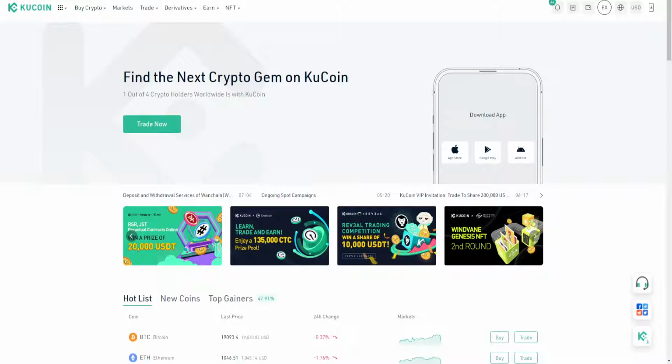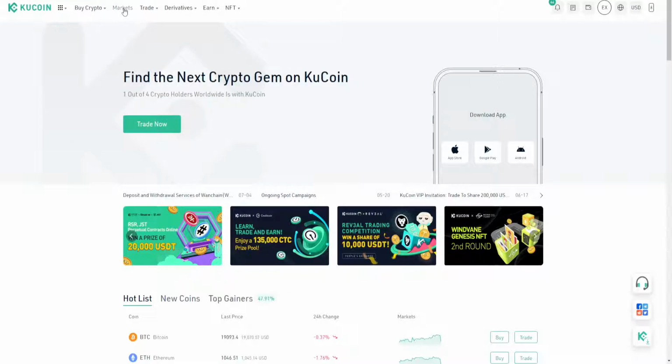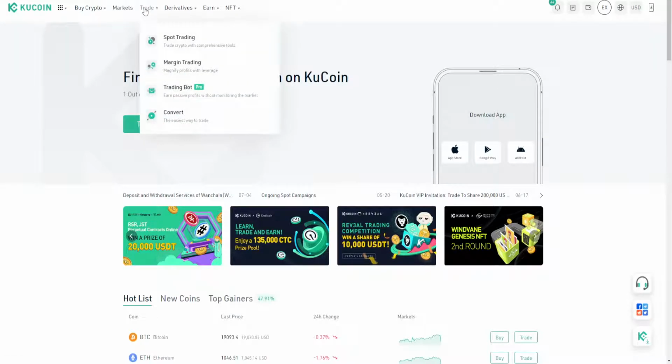After logging in, Kucoin is giving you multiple options of different things. Buying crypto, fast trade, peer-to-peer, third party, deposit fiat. They have loads of market options. We just heard 700 plus assets. And on the trading side, they have spot trading, margin trading, the trading bot, and convert. The unique option we're looking at today is under trading bot.